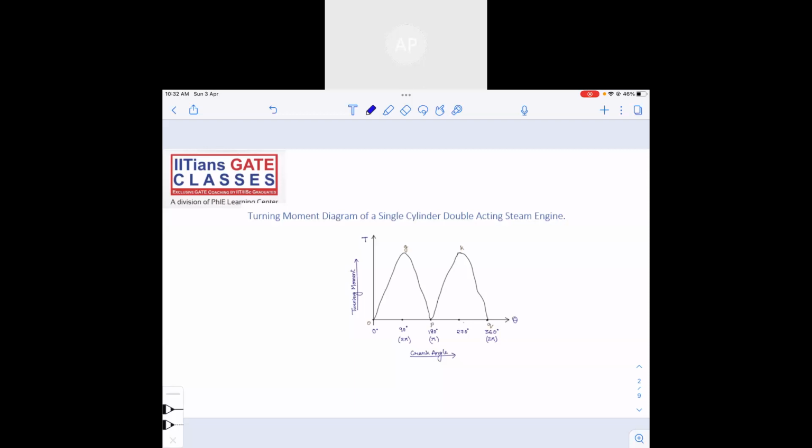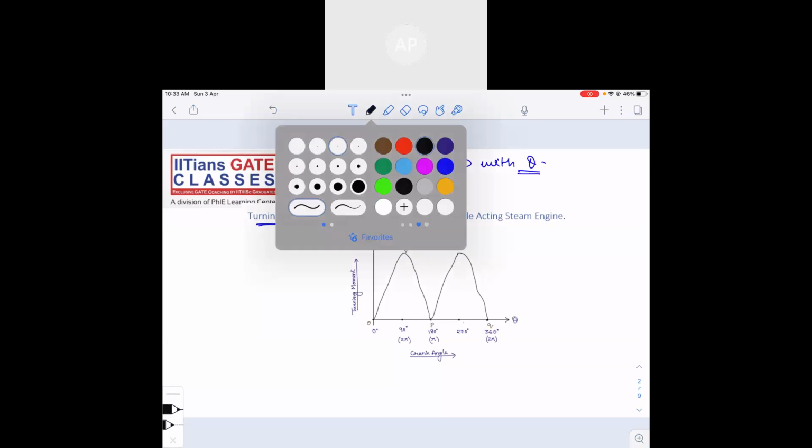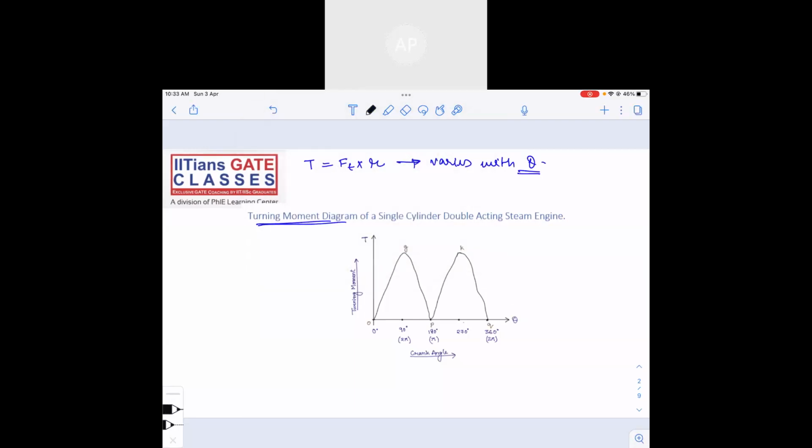Let us come back to the turning moment. So what exactly is the turning moment diagram? It is a diagram between the torque and theta. We know that the torque, which is equal to crank effort into radius, varies with theta. So if we draw a diagram between torque and theta, we call it turning moment diagram. So this is how the power is varying. The torque is varying, right?